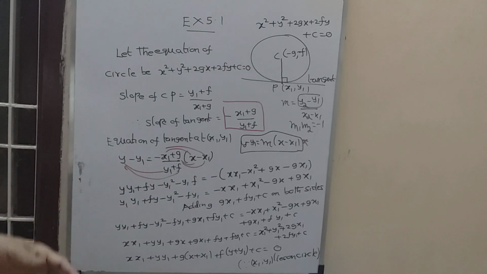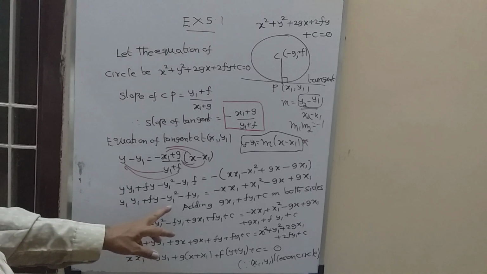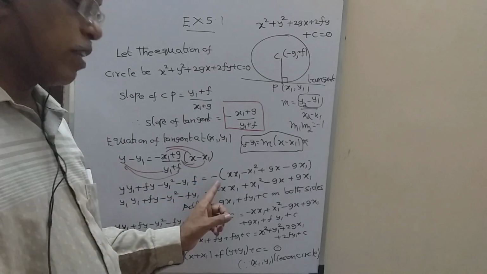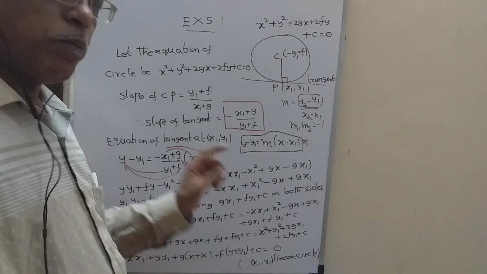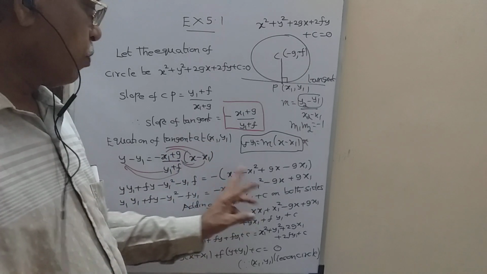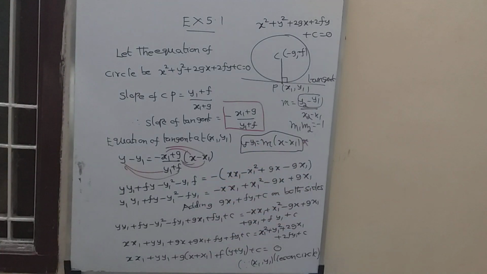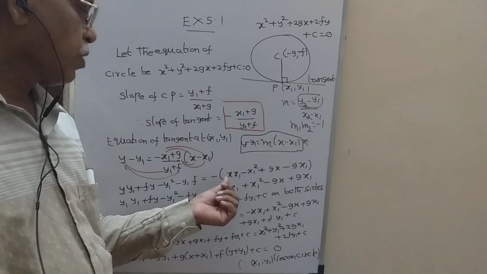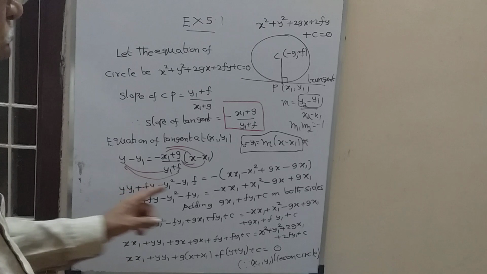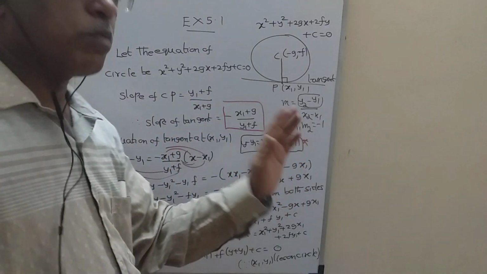Then listen carefully. y1 y plus f y minus y1 square minus f y1 is equal to, here I am opening the bracket. If you open the bracket, minus x x1, minus into minus gives plus x1 square, plus into minus gives minus gx, minus into minus gives plus g x1. Because if you multiply with the negative sign, the sign of the terms will change. So I am opening the bracket here such that the sign of all the terms will change.